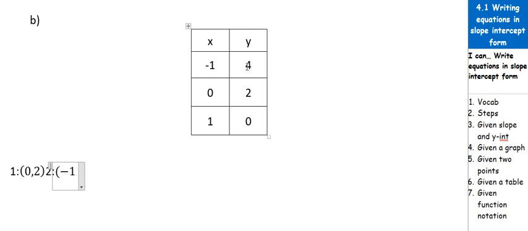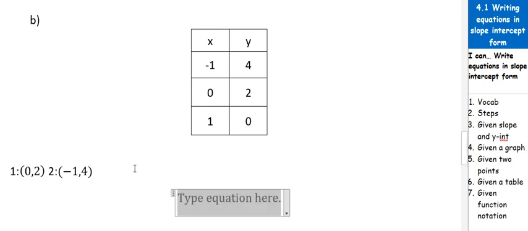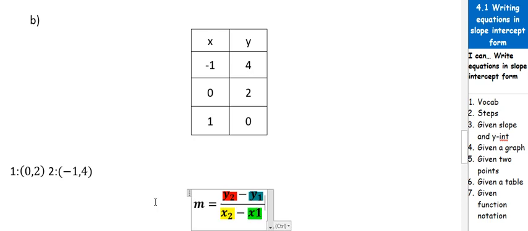If you want to and you feel confident, you can go ahead and do the other one. Use the other points. Use 1, 0 instead of -1, 4. And then see if we come to the same slope value. We should. Finding my slope. y2 minus y1. 4 minus 2.